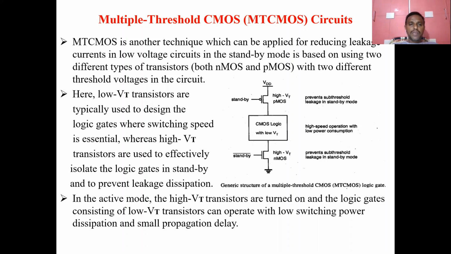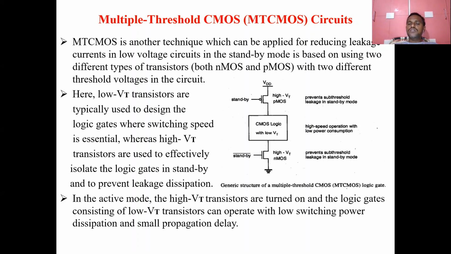logic circuits. If you observe this diagram, we have the CMOS logic with low threshold voltage. We are designing it like that to improve the speed of the circuit, because as we decrease the power supply VDD, in the previous discussion we have seen that the propagation delay increases. As the propagation delay increases, automatically the speed is reduced. To avoid that, we are using two types of transistors, NMOS and PMOS, with two different threshold voltages.